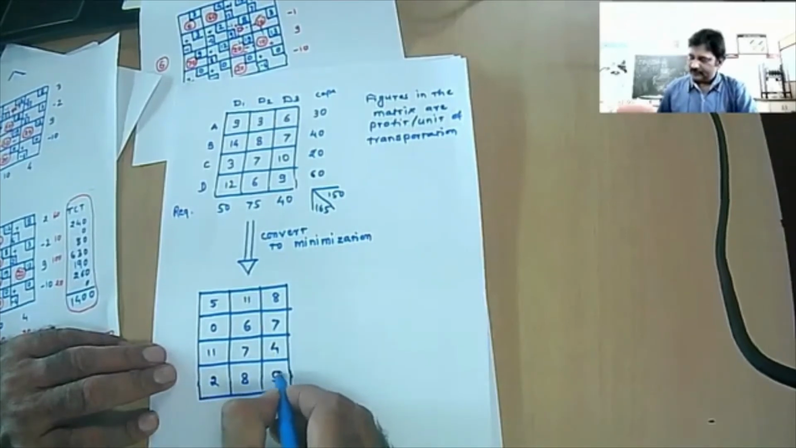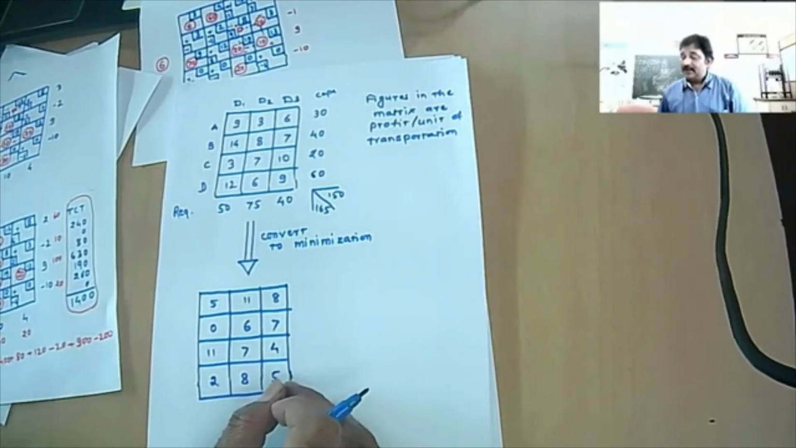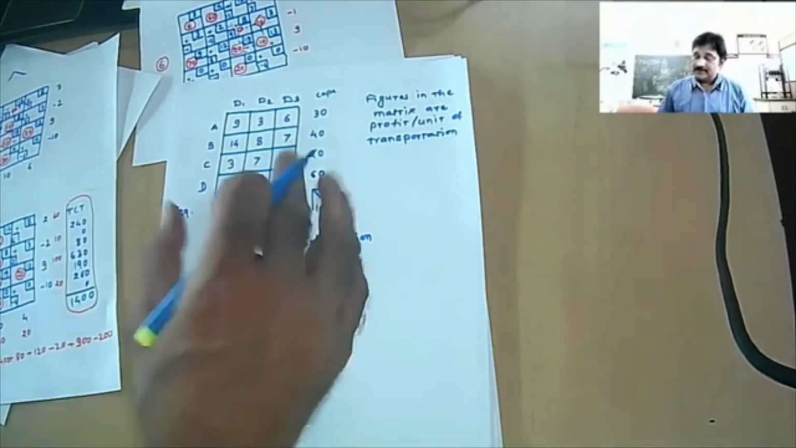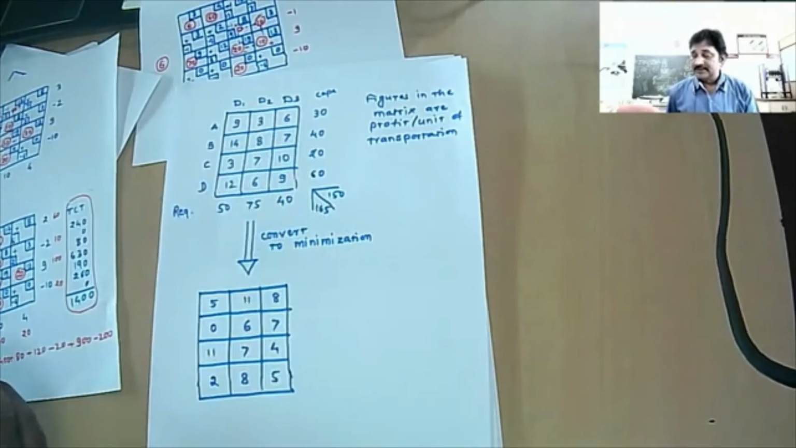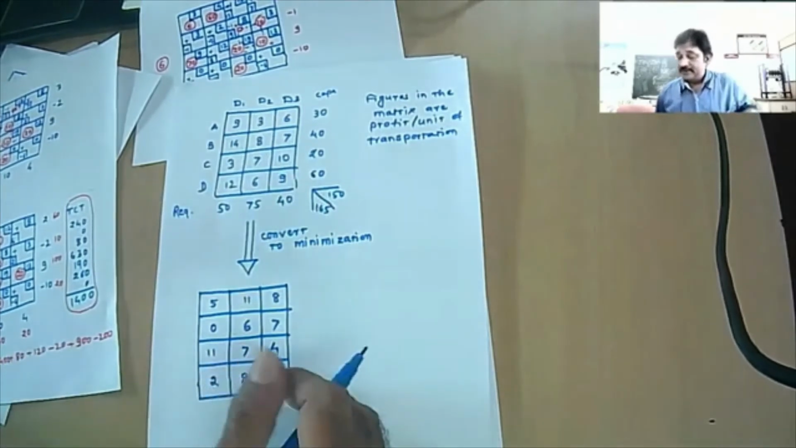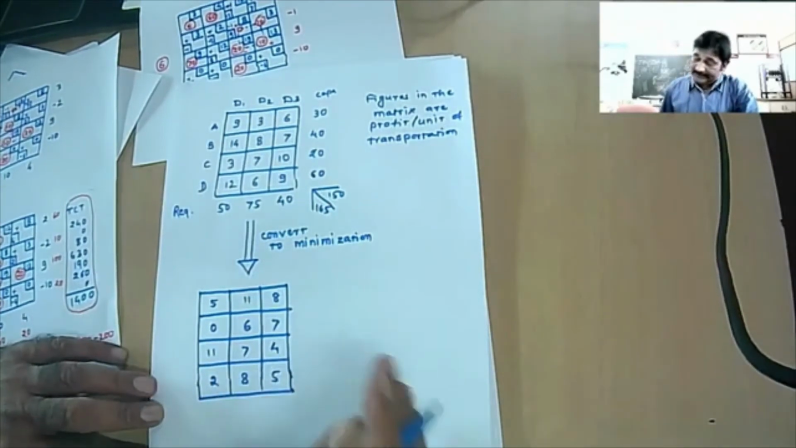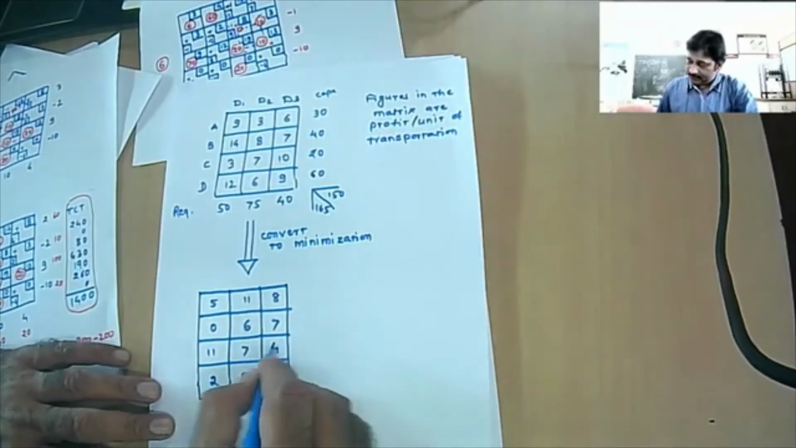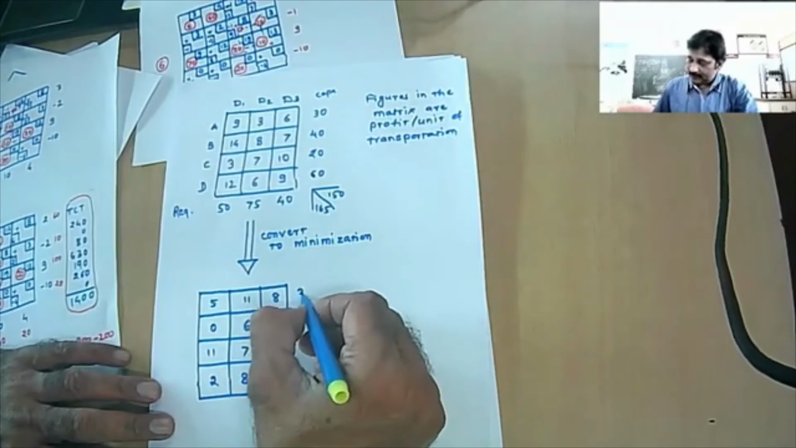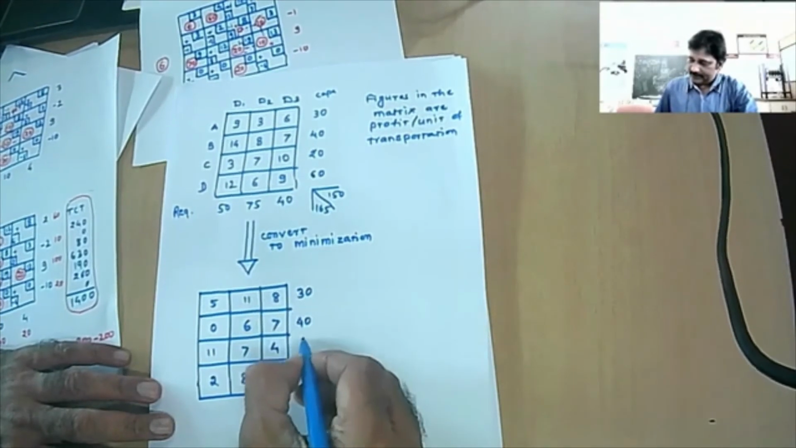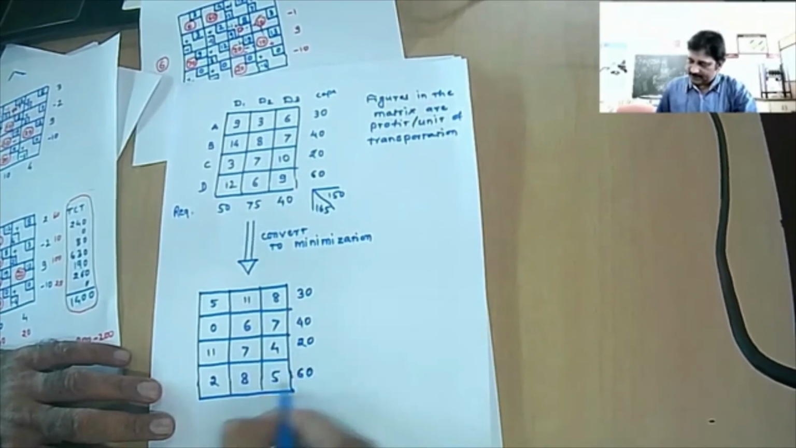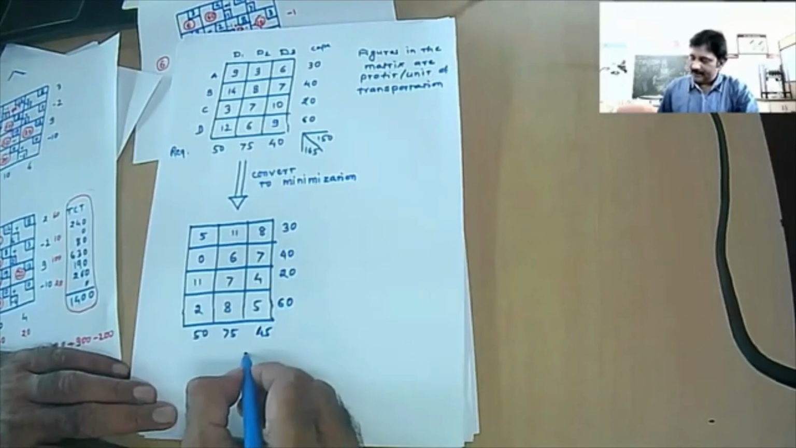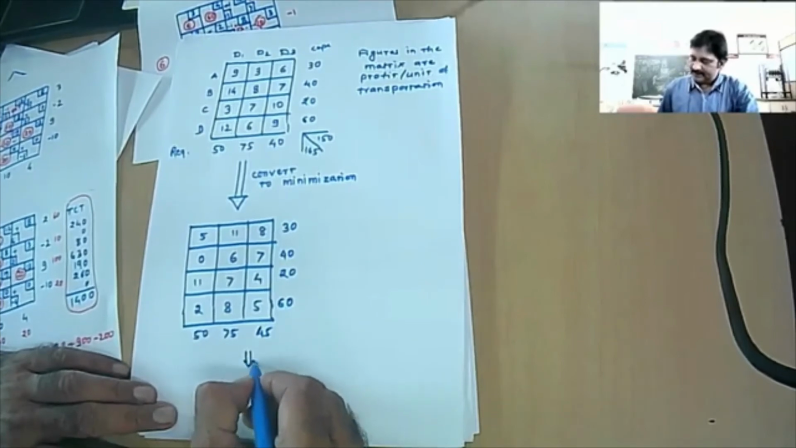This is the equivalent minimization problem. So first of all, if you are given a maximization problem, convert it to equivalent minimization and then do the balancing, right? After you convert it to this problem, 30, 40, 20, 60, 50, 75, 40. Then the next step will be balancing. Balance the problem.